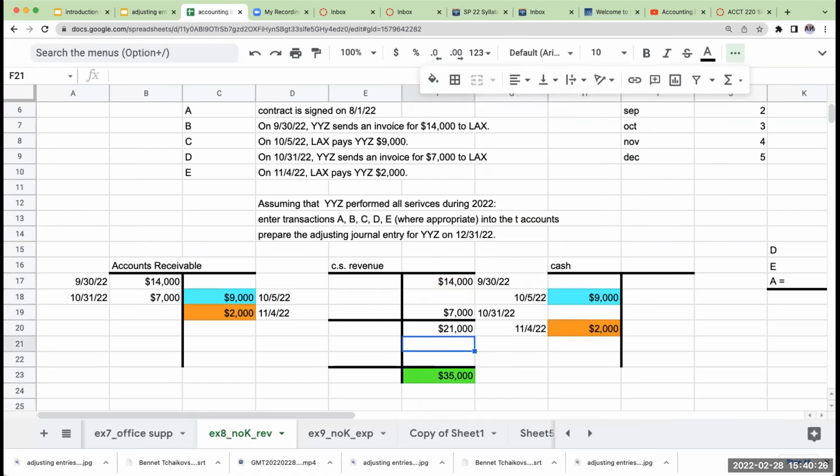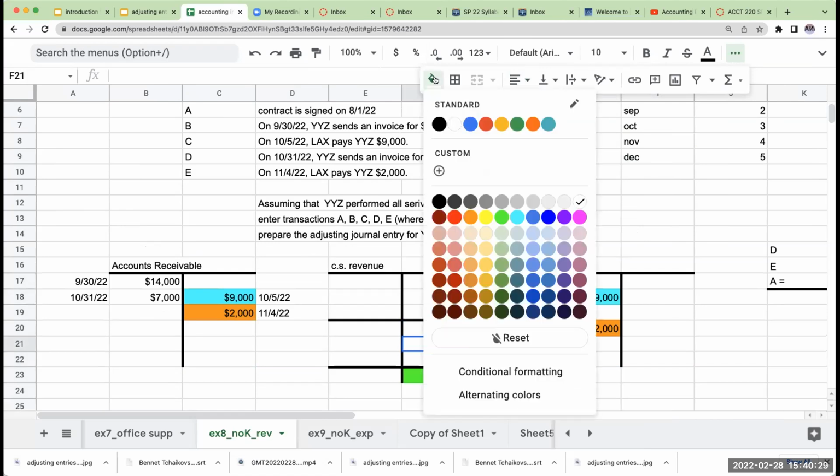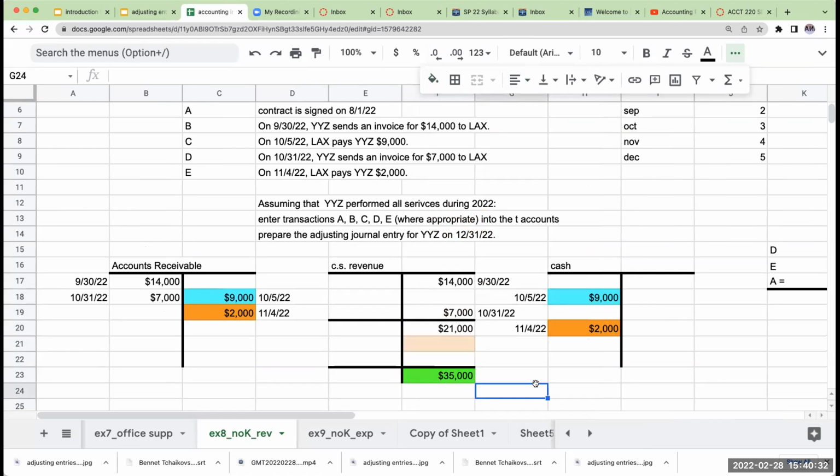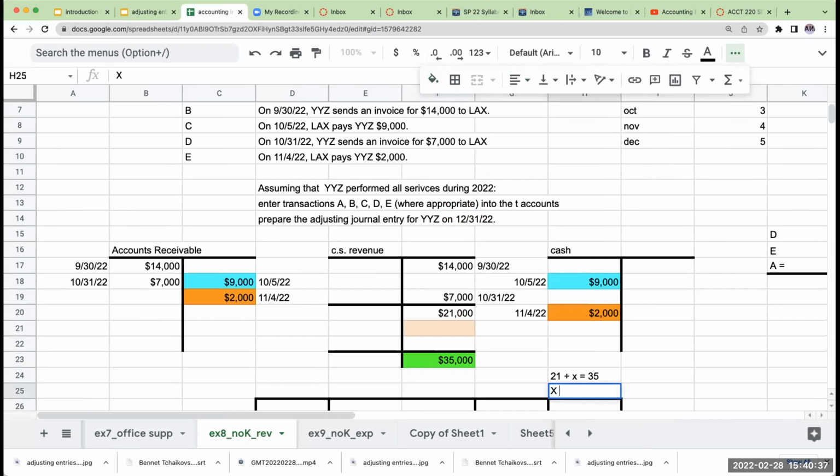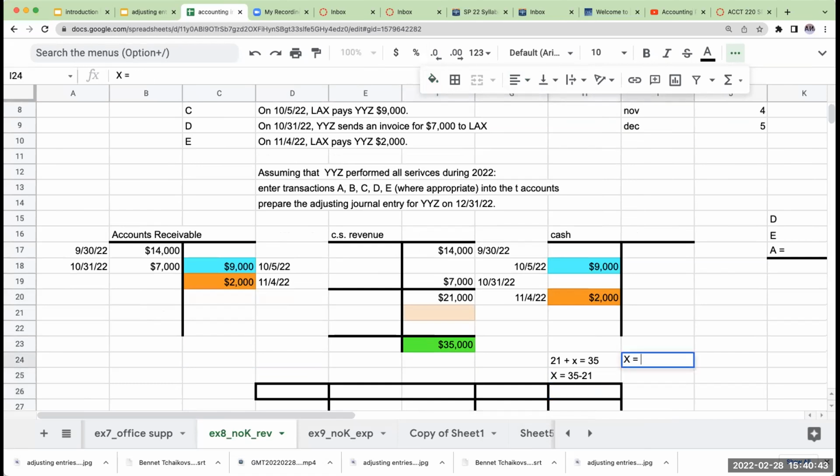What am I going to need to do to get from 21 to 35? 21,000 plus what equals 35? So 21 plus X equals 35. X is going to be equal to 35 minus 21, or X is going to be equal to 14. So I need a credit to consulting services revenue for 14,000. But for every credit, I need a debit. I never touch cash. So what am I going to have to do? I'm going to have to debit accounts receivable for 14,000, and this is going to be on 12/31/22.